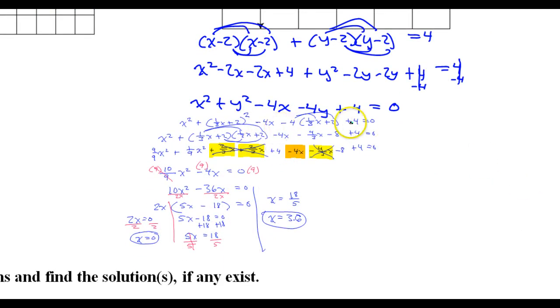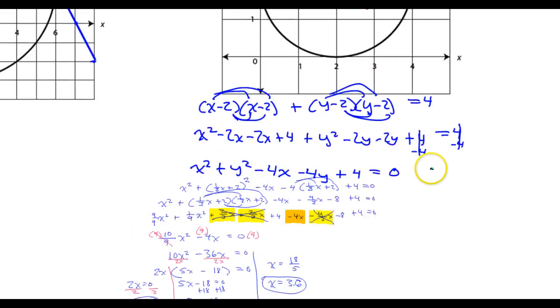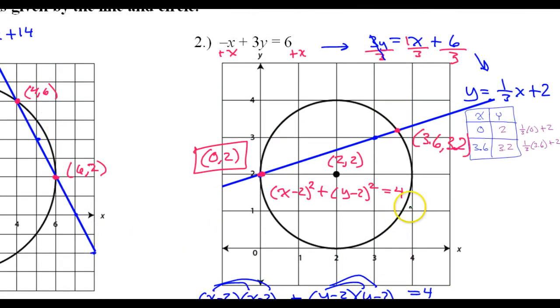You can see from this distance I had to start writing small so it would fit, but I zoomed in, so it was still cool. All right. Anyway, that's your answer. Your other mystery answer is 3.6 comma 3.2.